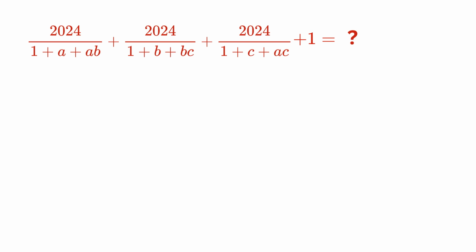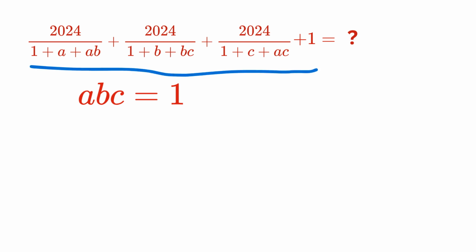Our question is 2024 by 1 plus AB, plus 2024 by 1 plus BC, plus 2024 by 1 plus C plus AC plus 1, is equal to how much? And we have also been given that ABC is equal to 1.